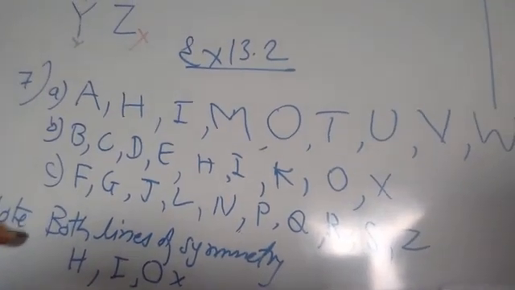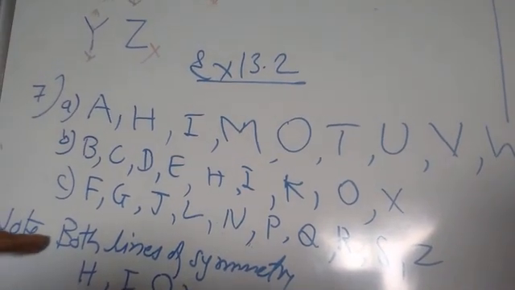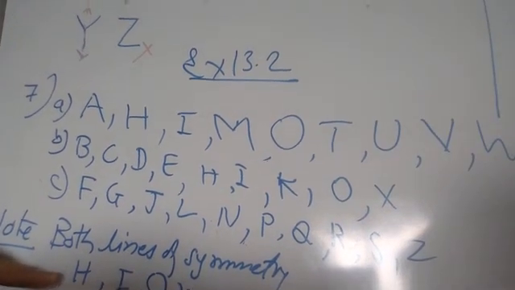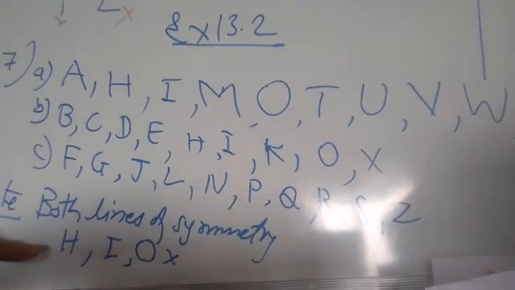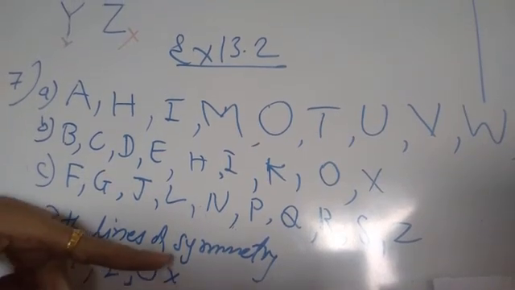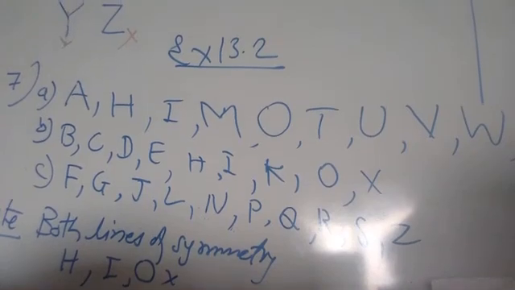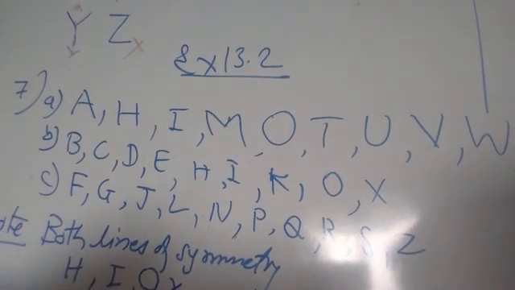And then for one extra one we have written, that is we have to write down the letters which are having both lines of symmetry, and there we have written H, I, O, X. This is not asked but it may be asked in exam that which letters have both lines of symmetry, so you should write down these 4.